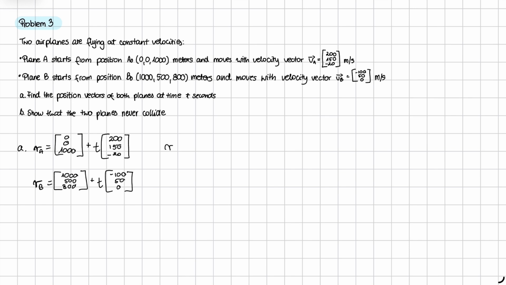And of course we can simplify our vectors. So in the first one we have 200 times t, 150 t, and 1000 minus 20 t. And in here we have 1000 minus 100 times t, 500 plus 50 t, and just 800.